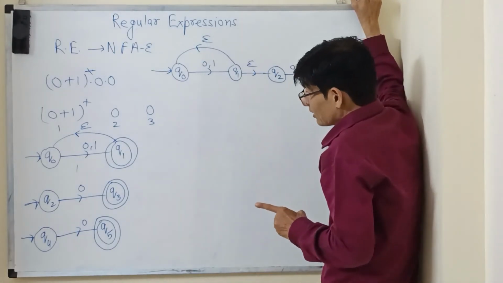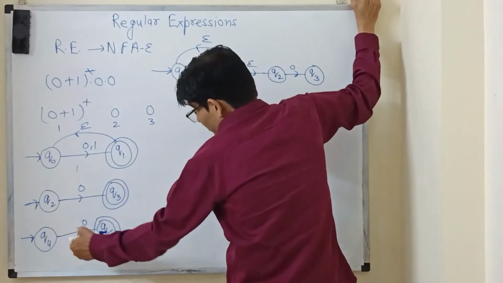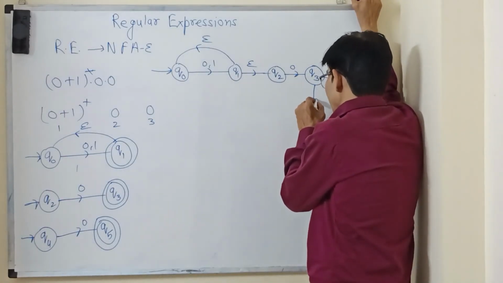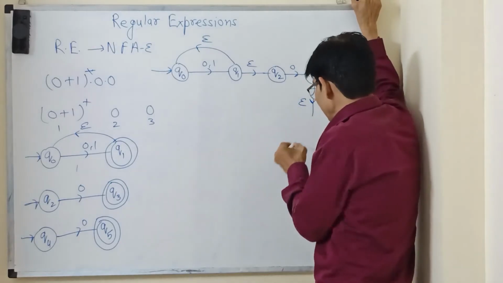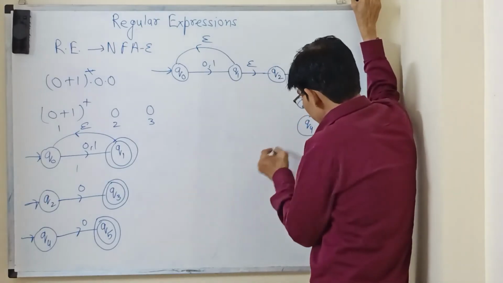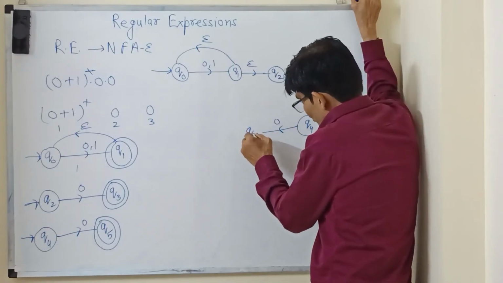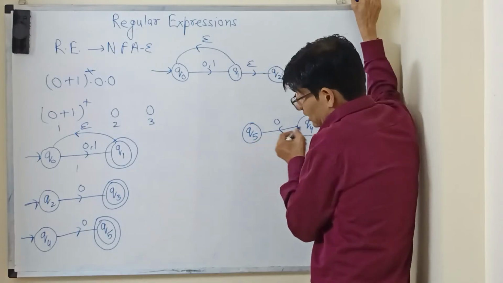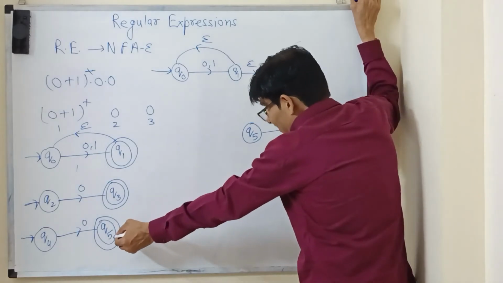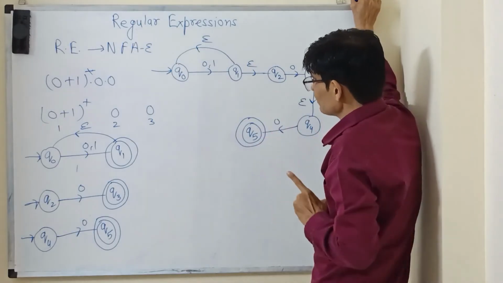So now the third part: the final state of the second part will be connected to the initial state of the third part. With the help of an epsilon transition, I can create one epsilon transition here, and I can create one more state here as Q4. Then for a single 0, we can create one transition here, so it will reach Q5, and this is the third and last part of this machine. So we can make the final state of the third part the final state in the resultant machine.